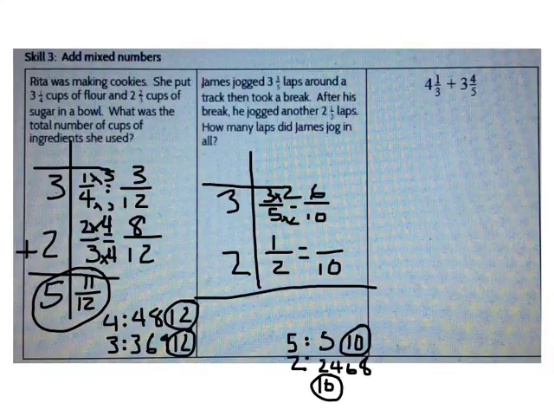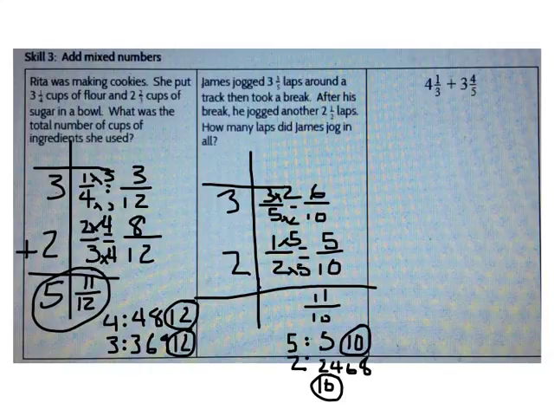When I change 1/2 so that the denominator is 10, what's my new fraction? Well, 2 times 5 is 10, and 1 times 5 is 5. Now I can add those fractions. What's 6/10 plus 5/10? It's 11/10.